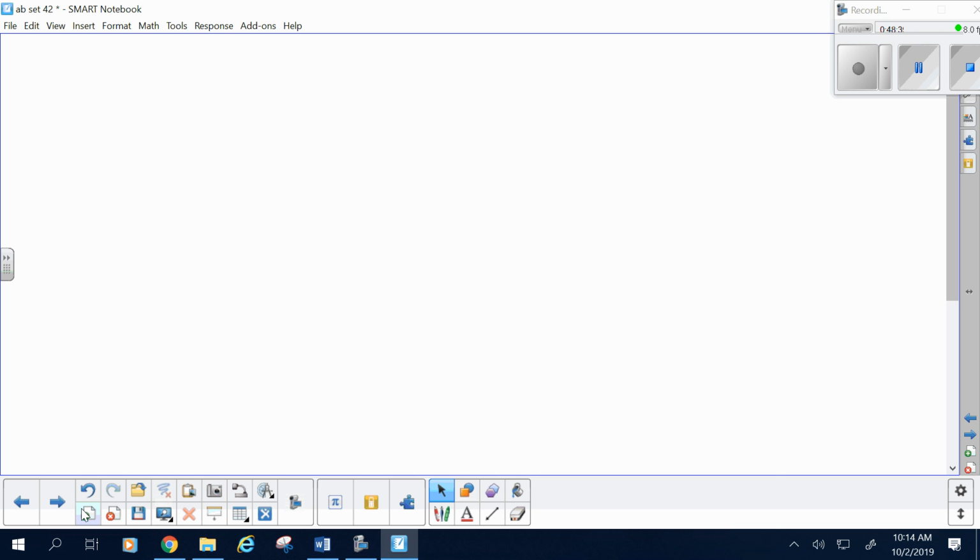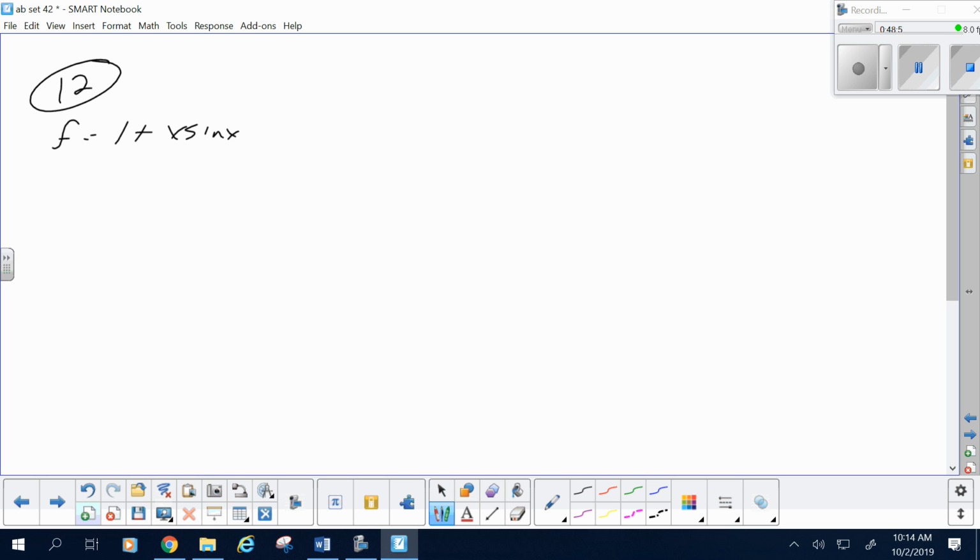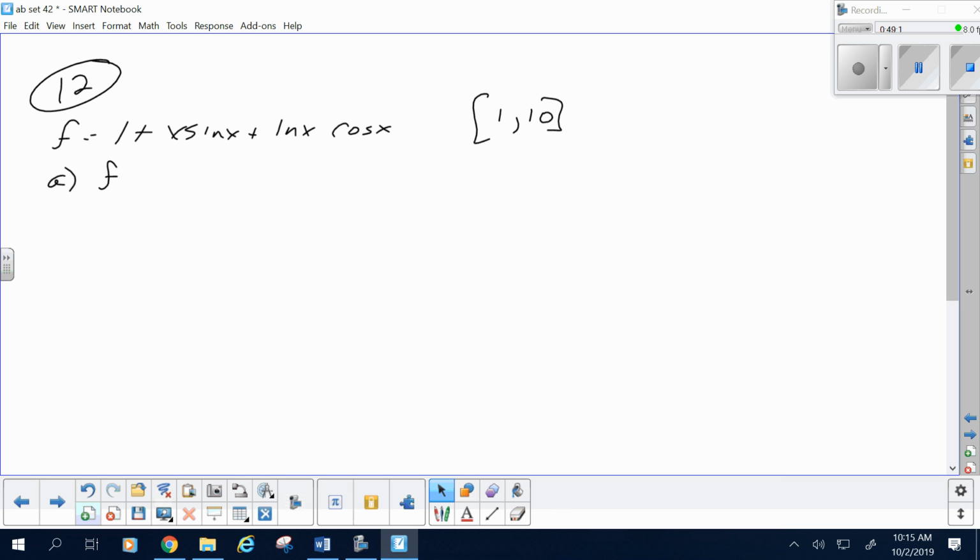Okay. So F is (1 plus x) sine of x plus log of x cosine of x, I believe. A is graph F. Boom. (1 plus x) sine of x.